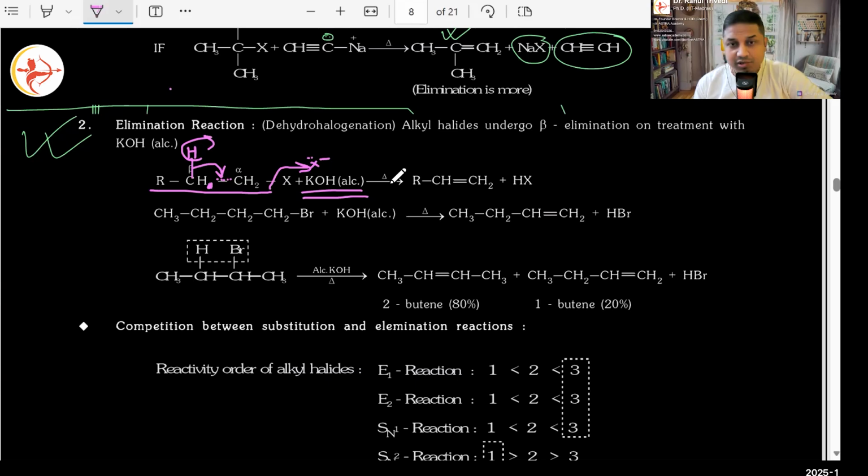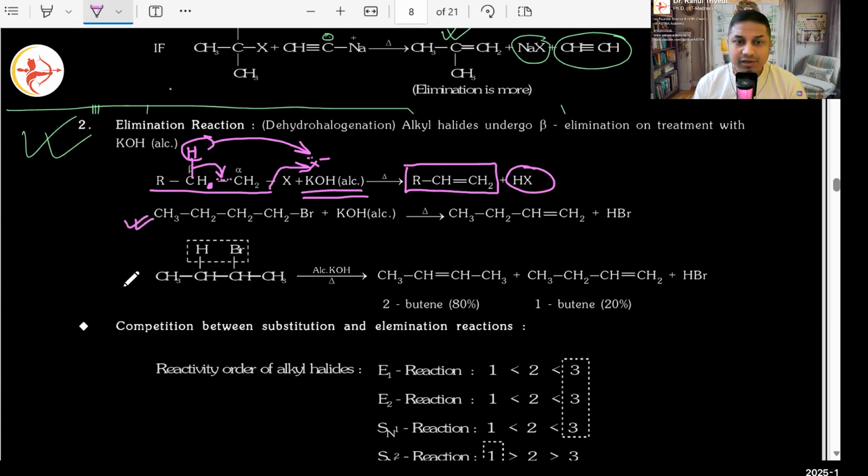Is that clear? The H plus which has left will combine with this X minus, forming HX, and you will have the elimination. The elimination product is, you will have the alkene ready. The elimination product is most of the time an alkene only, apart from the other minor product. Another example.